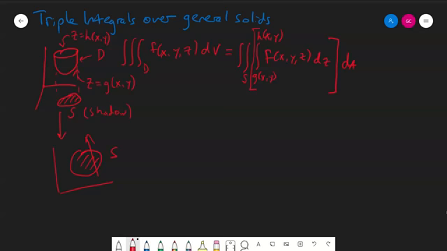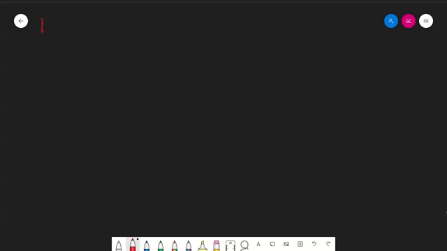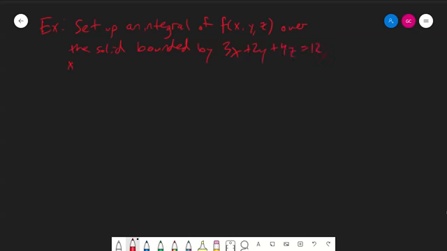Well, let me just show you a concrete example. So let's suppose that we want to set up an integral of the function f of x, y, z over the solid that is bounded by the plane 3x plus 2y plus 4z equals 12, and then the coordinate planes, the planes x equals 0, y equals 0, and z equals 0.